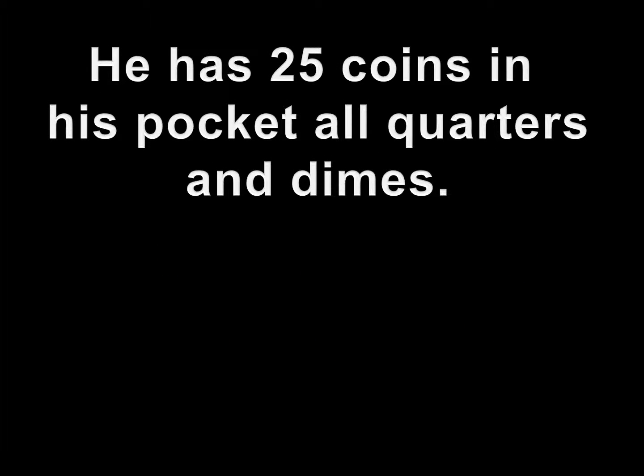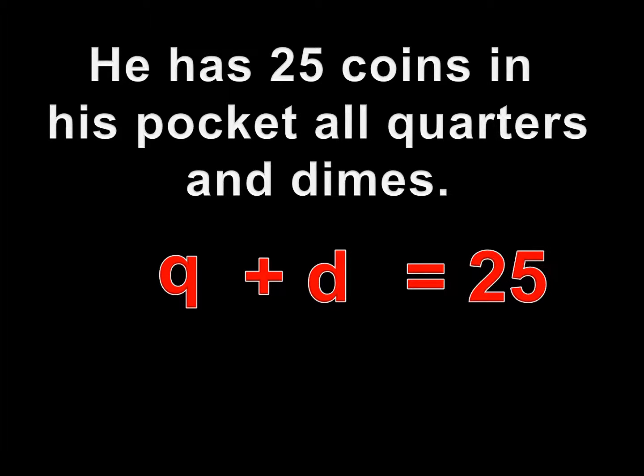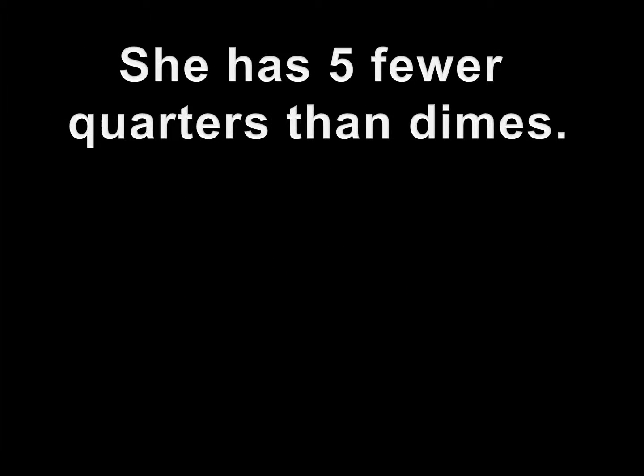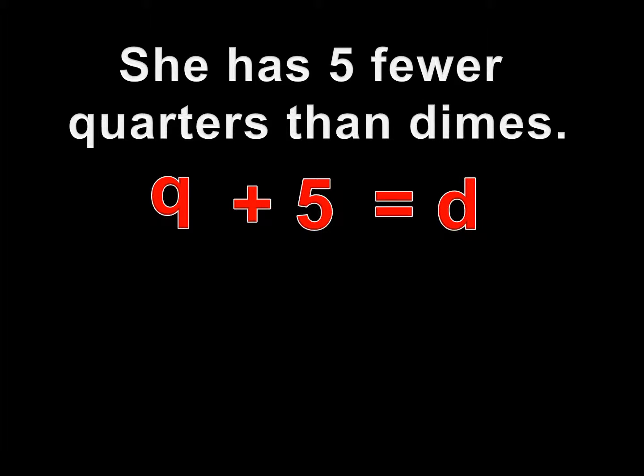He has 25 coins in his pocket, all quarters and dimes. In this problem, he found that the number of quarters and dimes is 25, so the equation is Q for quarter plus D for dime equals 25. She has 5 fewer quarters than dimes. Once again, we have to write an equation, but the number of quarters and dimes is not equal, so we can make them equal. Q plus 5 would equal D, or D minus 5 equals Q.